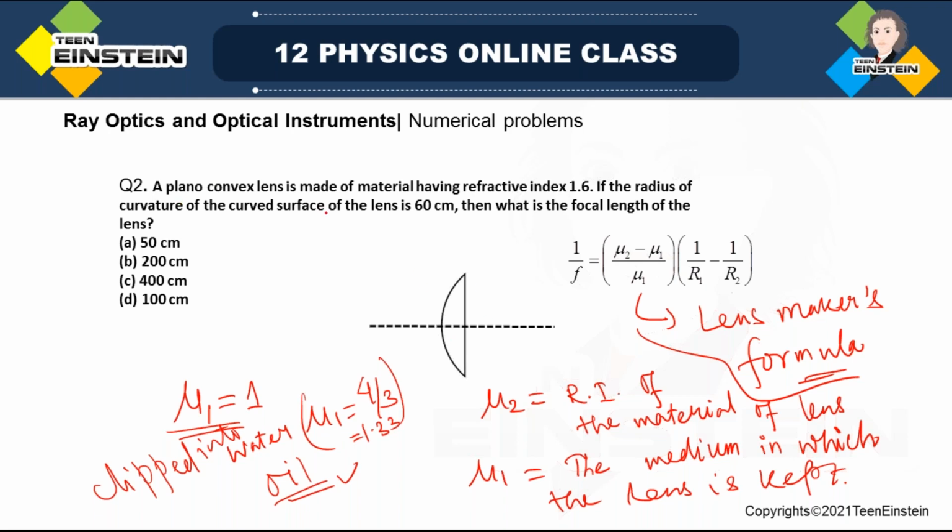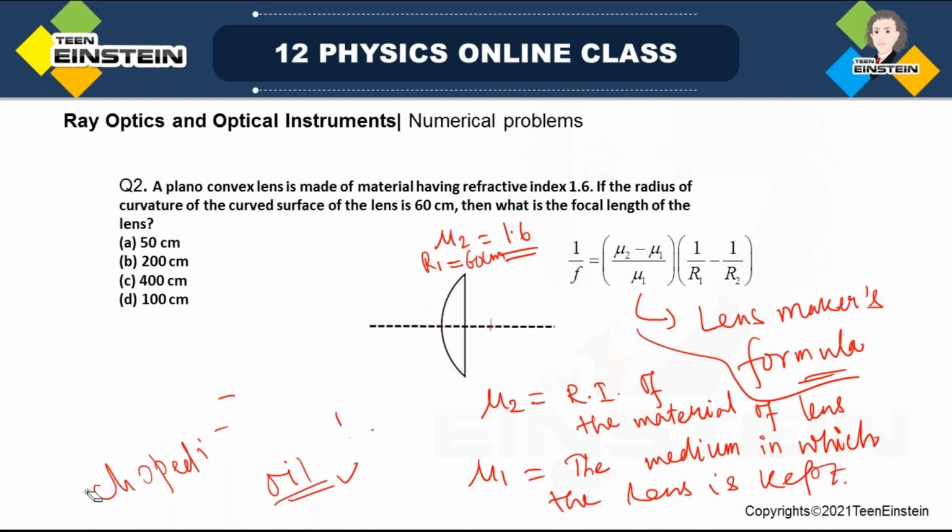Okay, so now in this case, a plano-convex lens is made of material having refractive index 1.6. That means this is mu2, 1.6. The radius of curvature of the curved surface, that means the radius of curvature of this surface, is given. Suppose this is R1, which is 60 centimeter. Then what is the focal length of this plano-convex lens? Okay, I'll just wrap this portion to get some space.